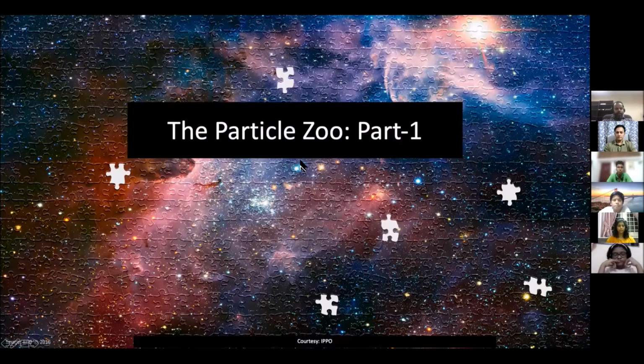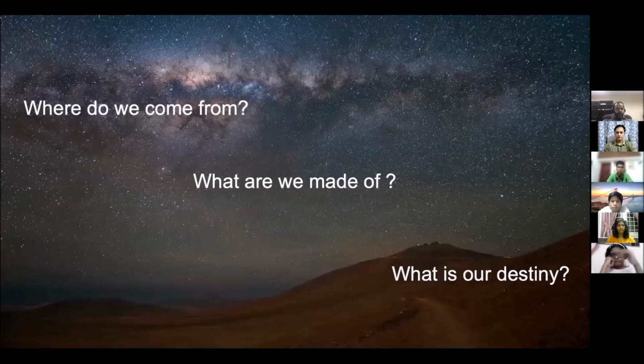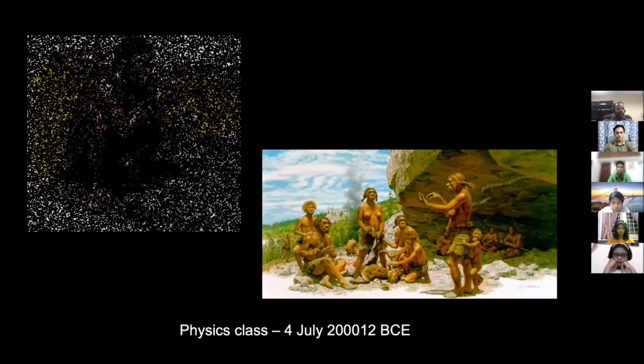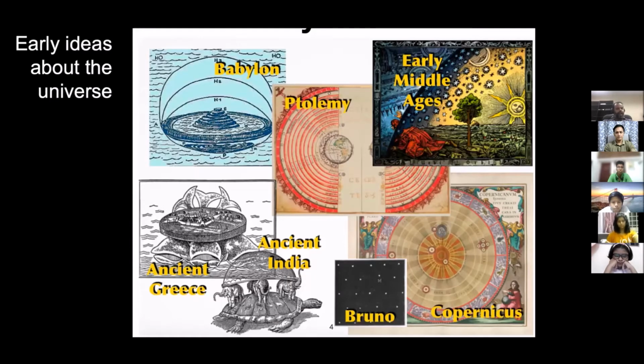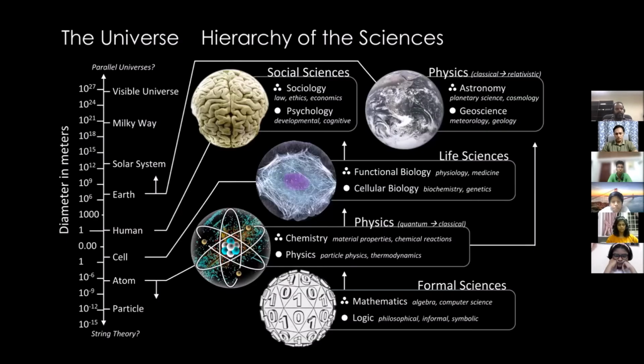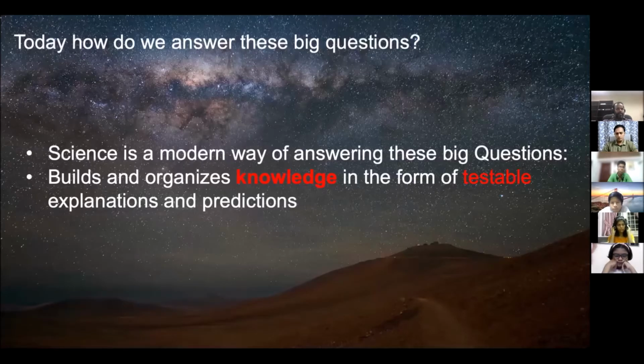Okay, great. Yeah, so just to give a recap of what we did last time, we asked these questions: what are we made of, where are we coming from, what is our destiny, where are we headed? And then we discussed a few early ideas, how early civilizations thought about these questions, their ideas about the structure of the universe and things like that. Then we also convinced ourselves science is a better tool to answer these questions, unlike how ancient civilizations thought.